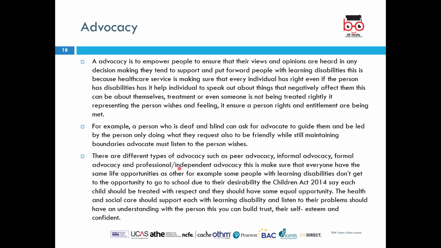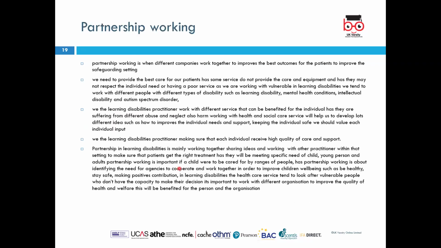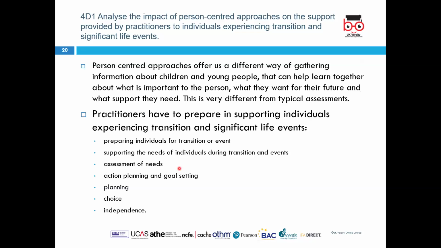For instance, a person is deaf and blind. They ask for an advocate to guide them and be led by the person only, doing what they request, also to be friendly while still maintaining boundaries. The advocate must listen to the person. Partnership, we work with partners. We work with different organizations for them. We work with the disability team. We work with their family members as well, because you have to have partners with them. We have to work with different other NGOs as well.